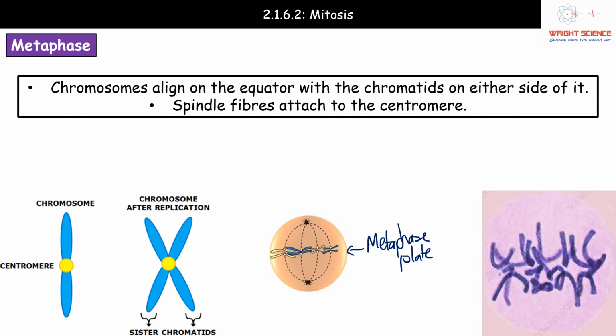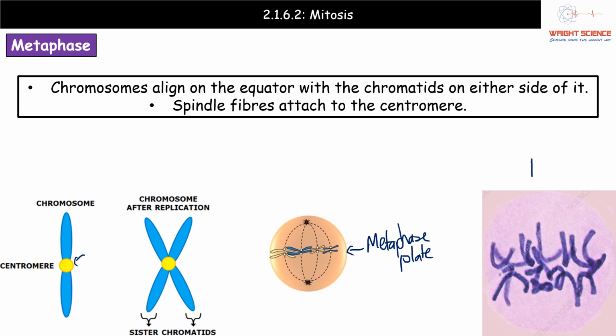We then have our little spindle fibres attaching to the centromere, which is this little region in the middle basically. So what we've now got are chromosomes all lined up along the metaphase plate, attached by their centromere to obviously the spindle.